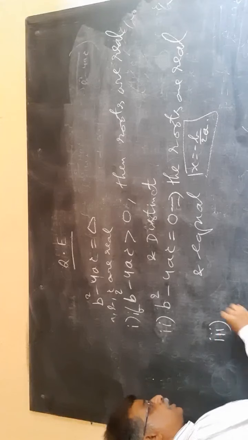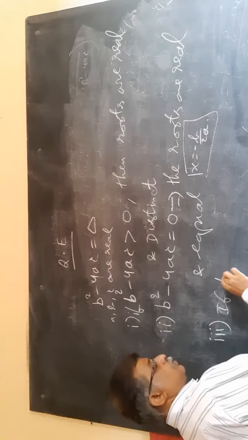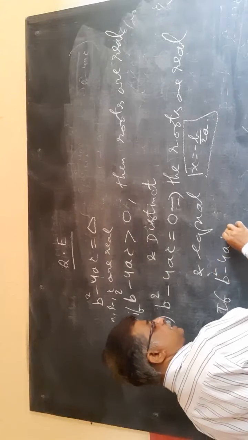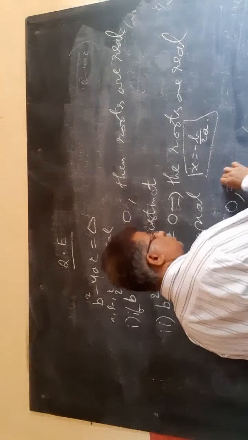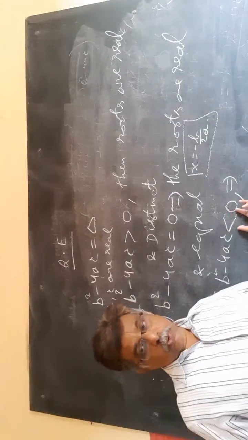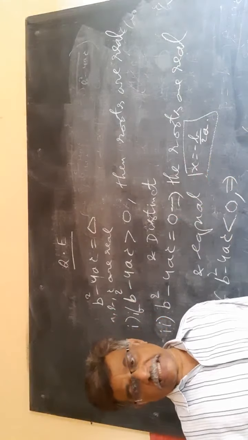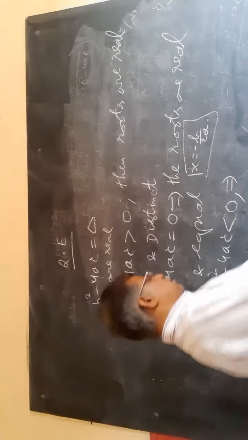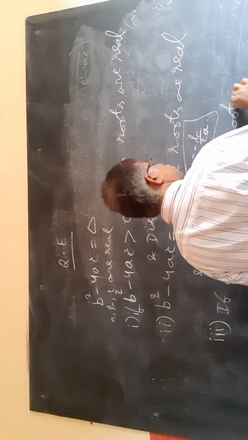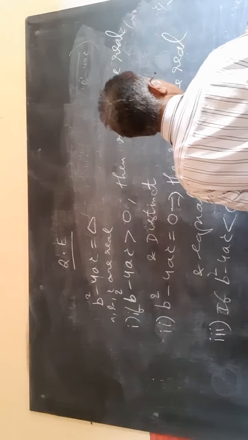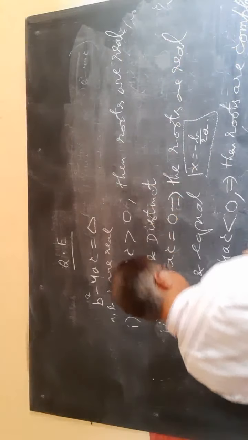Next, if b square minus 4ac is less than 0, if discriminant delta is less than 0, then what happens? Inside the root you will get a negative. Less than 0 means negative, and inside the root a negative means it is a complex number. Therefore the roots are complex or imaginary.